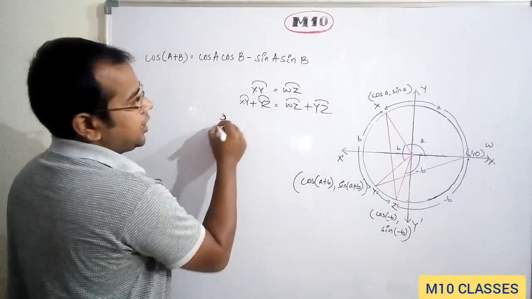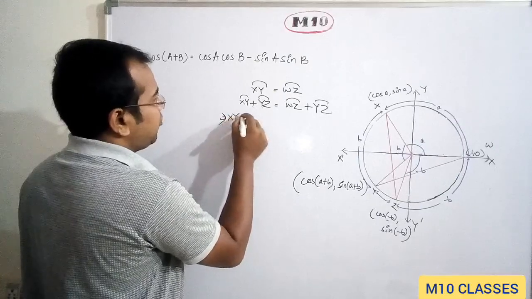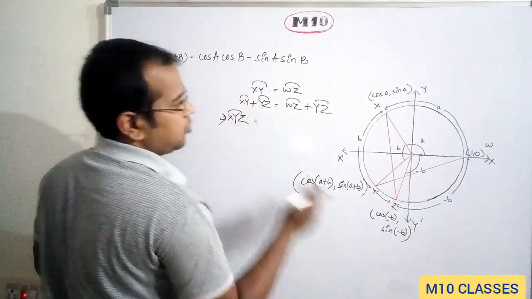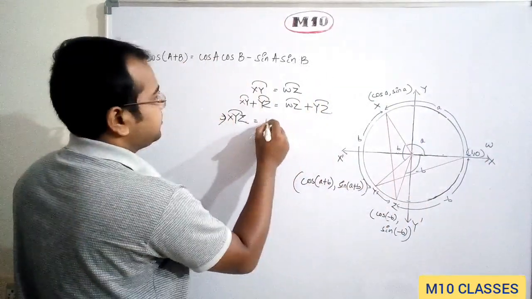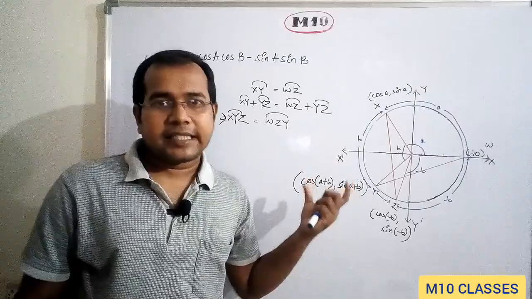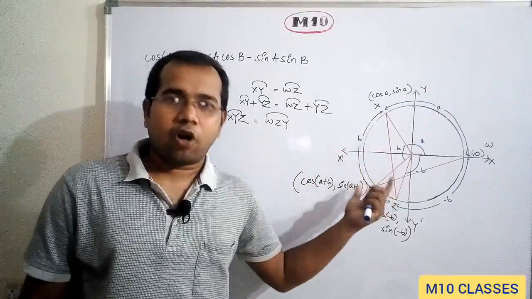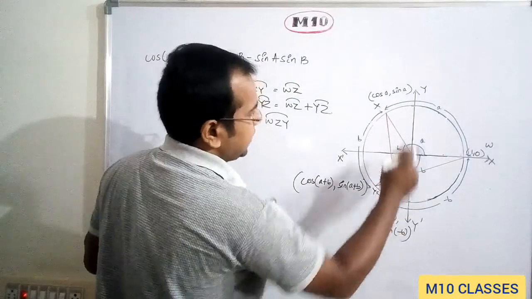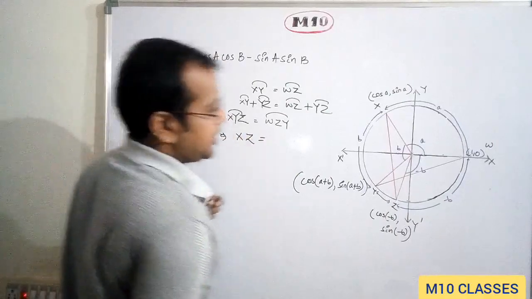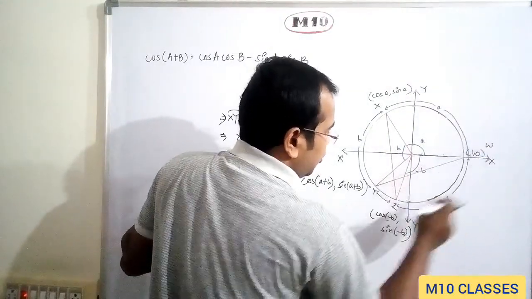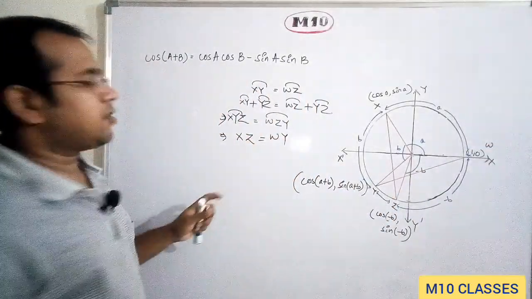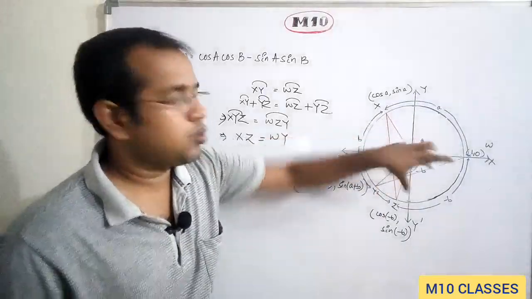So what will you get? That implies arc XYZ, that means this total arc will be equal to this total arc WZY. Now, if the lengths of the arcs are the same, the lengths of the corresponding chords are also the same. For XYZ, the chord is XZ. For WYZ, the chord is WY. So XZ equals WY. That means these two chords are the same.